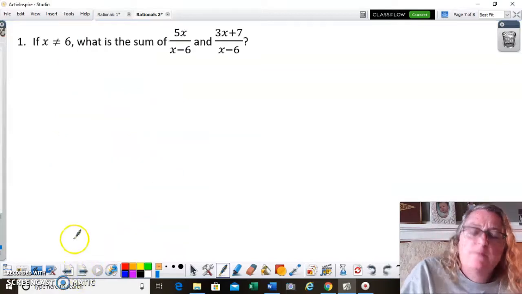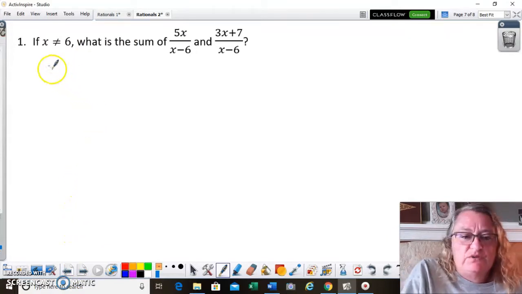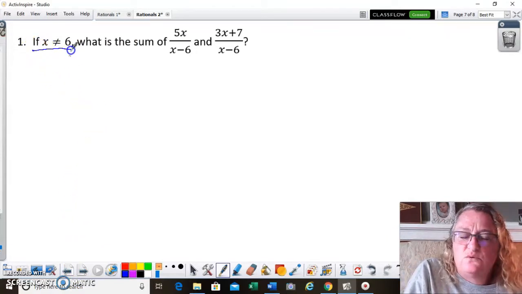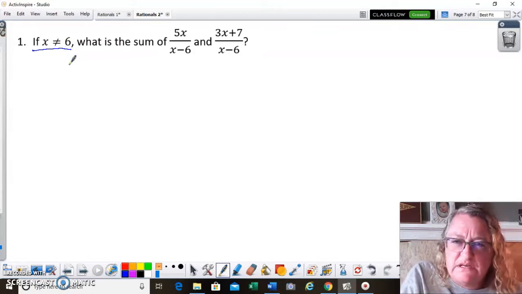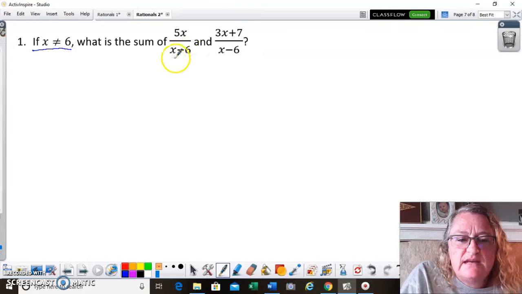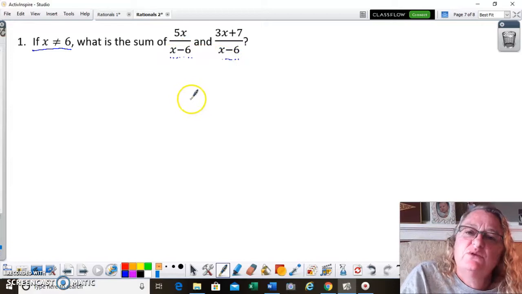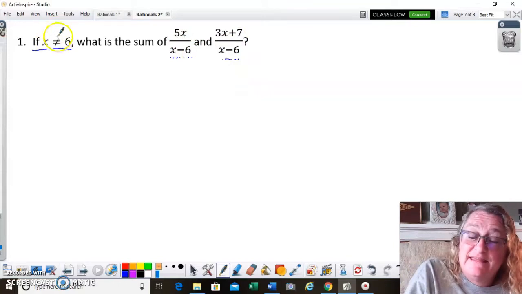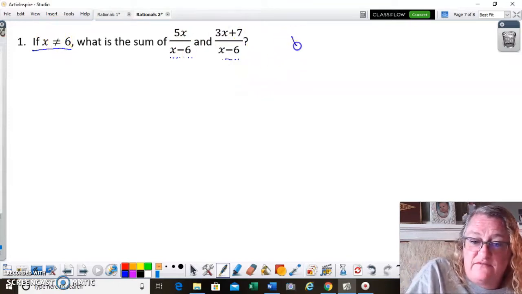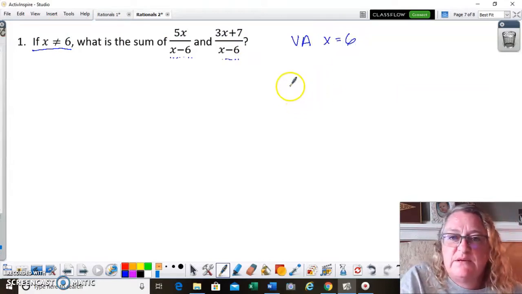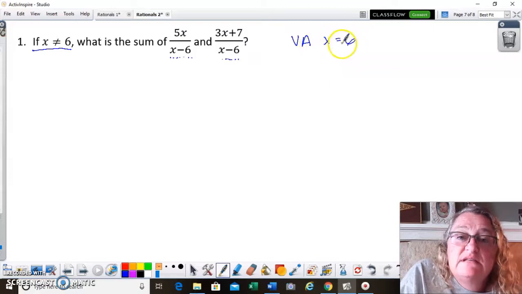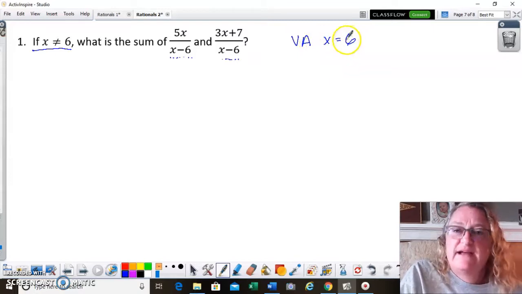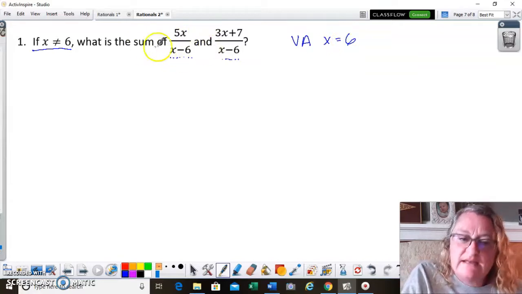Okay. The reason I pulled these is because the statement that it starts with says if x does not equal 6. Well, why would x not be able to be equal to 6? Well, if you look at the denominators, 6 would cause both of those denominators to equal 0. And if our denominator equals 0, we know that the function's undefined. This is actually our vertical asymptote, x equals 6. That's why x can't equal 6, because x equals 6 is the line that the graph appears to approach but never actually touches.